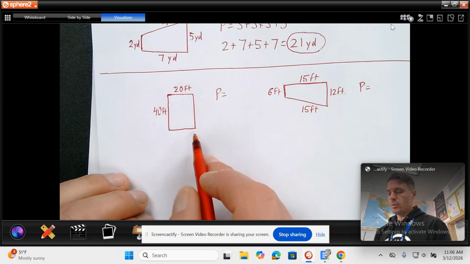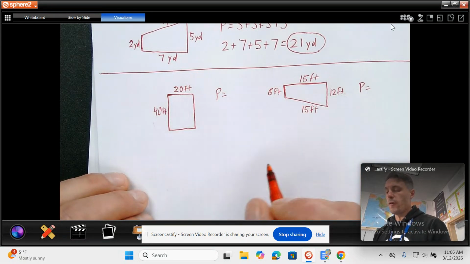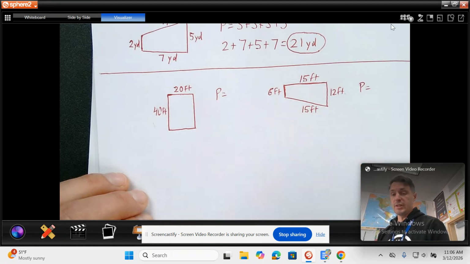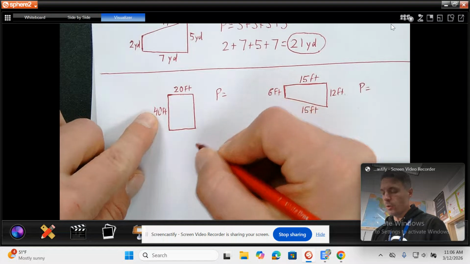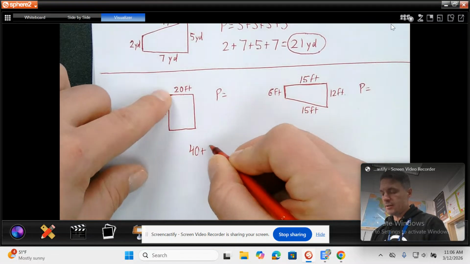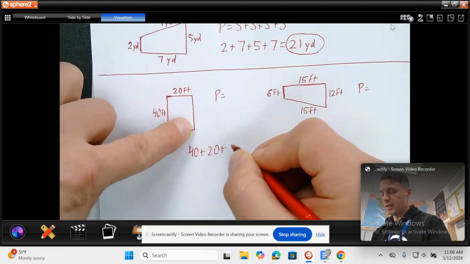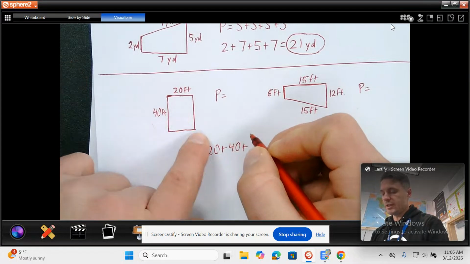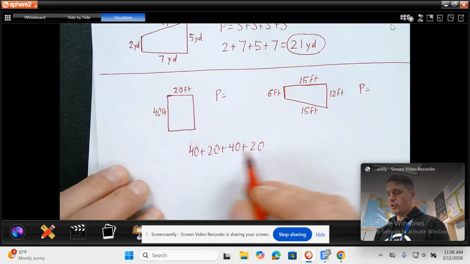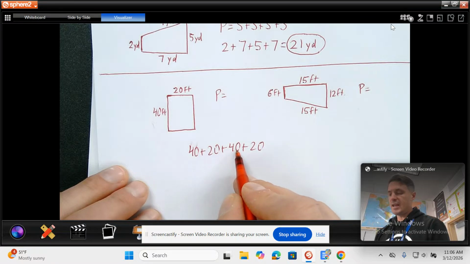In order to solve this one, we have to use our formula, which is perimeter equals side plus side plus side plus side. And so it would be 40 plus 20 plus this side would be 40 plus this side would be 20. So 40 plus 40 is 80.